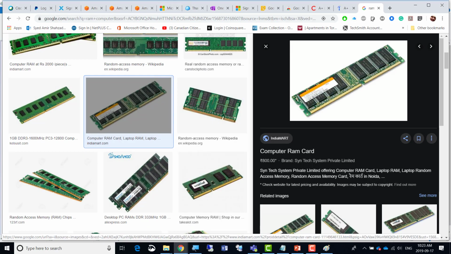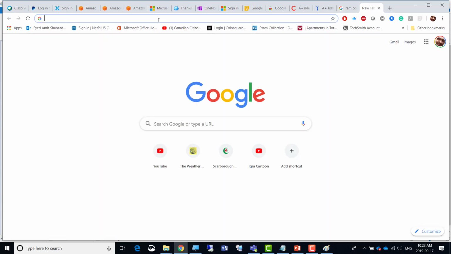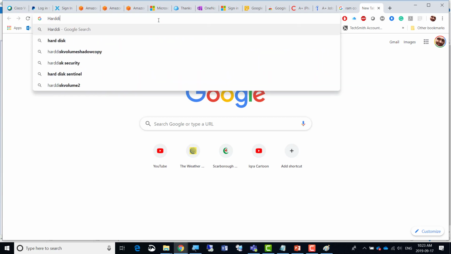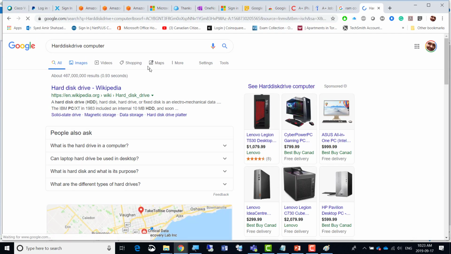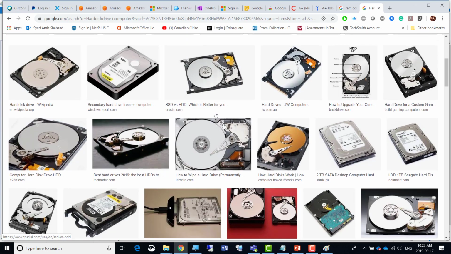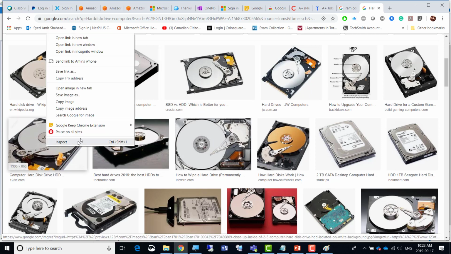Then where's the hard disk? Okay, let's grab a hard disk as well. There are two types actually: HDD, hard disk drive, and SSD, which is solid state drive, right? But hard disk drive computer. So how does it look? It is this. Well, that's the inner side of the hard disk. In fact, that's even better, that we're seeing the platters there, which we will be discussing.